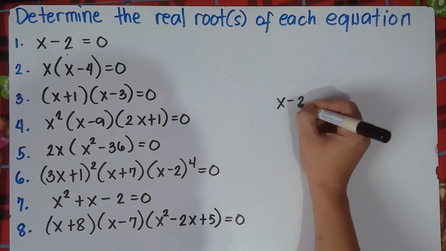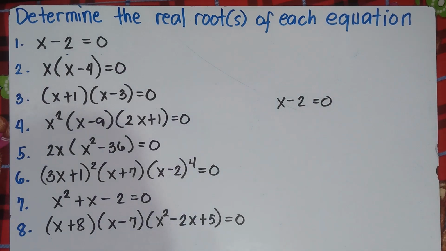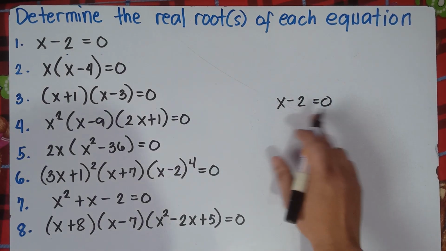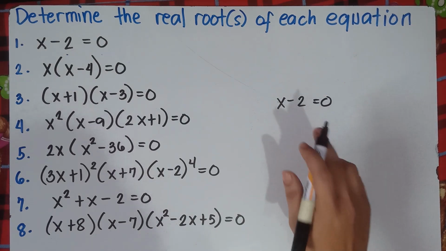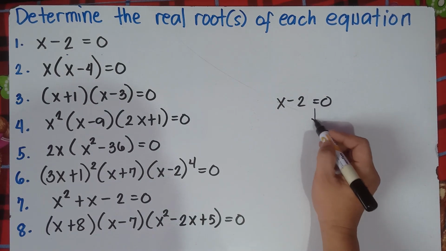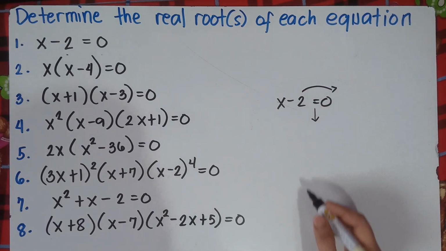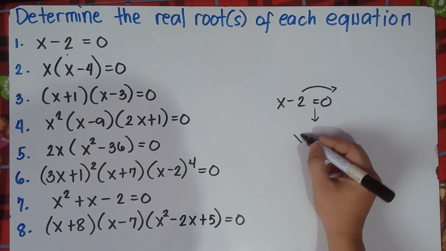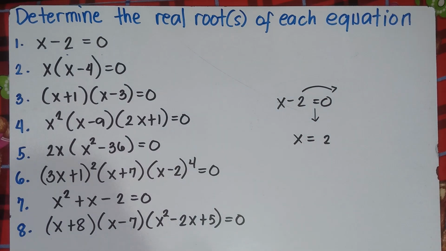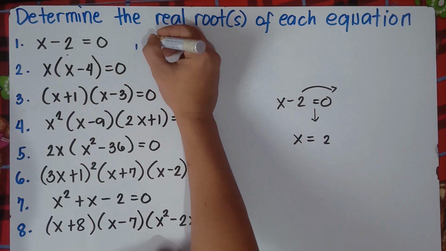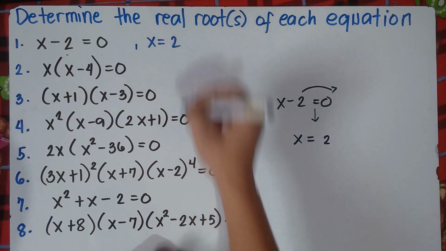We have x minus 2 equals 0. To get the roots, class, it's very easy. Just simply transfer this negative 2 from left to right. Once you transfer a term across the equal sign, you change the sign. So our answer will be x equals positive 2. Easy, right? For number 1, x equals positive 2.